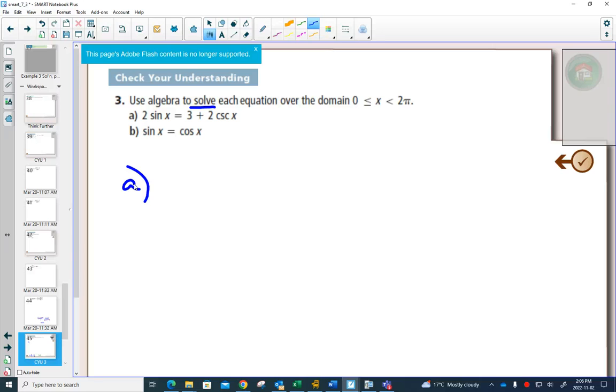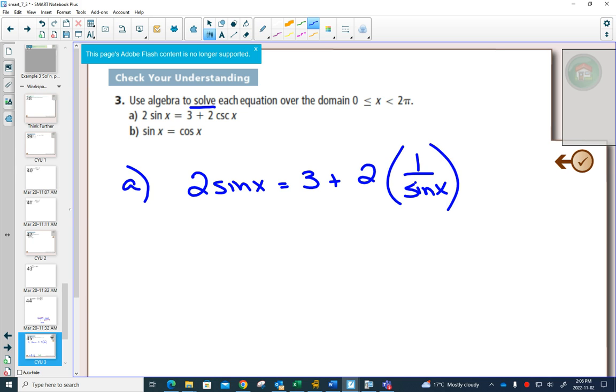So in this first question, we run into a problem because we want to solve, but we have a sine and we have a cosecant. They're not the same trig function. But if there was a way that we could change everything to have the same trig function, maybe that would help. And I hope you recognize that you could change the cosecant to 1 over sine. Does that 2 go to the bottom? No, it does not, because it is 2 over 1. So we have 2 sine x equals 3 plus 2 over sine x.